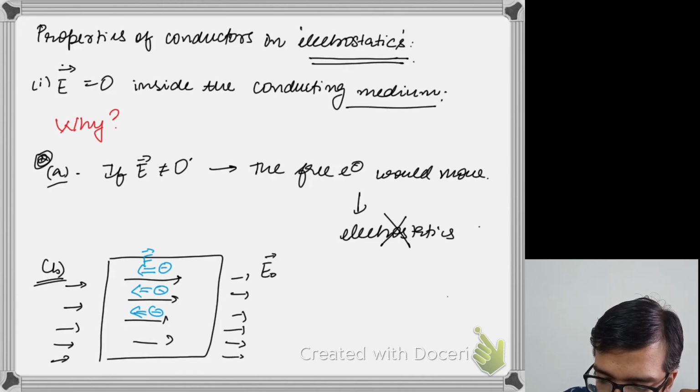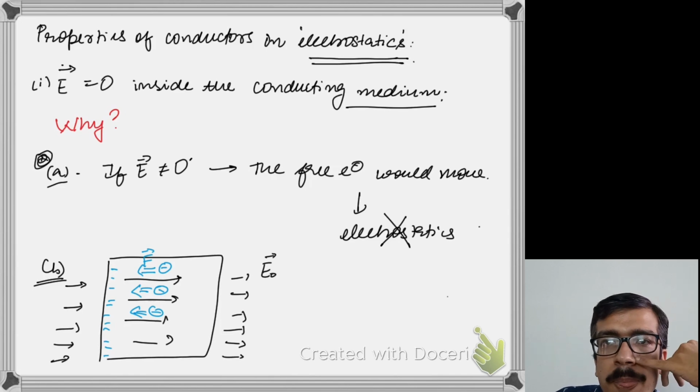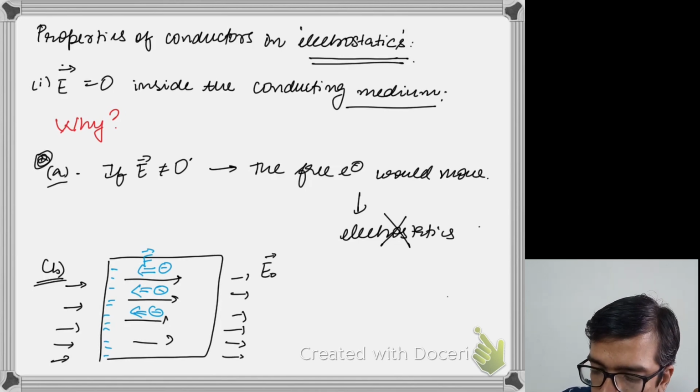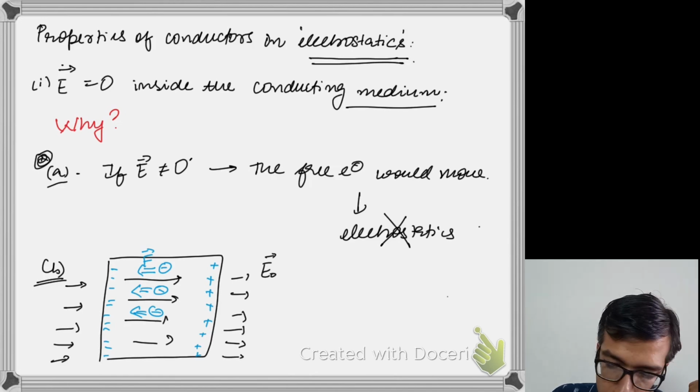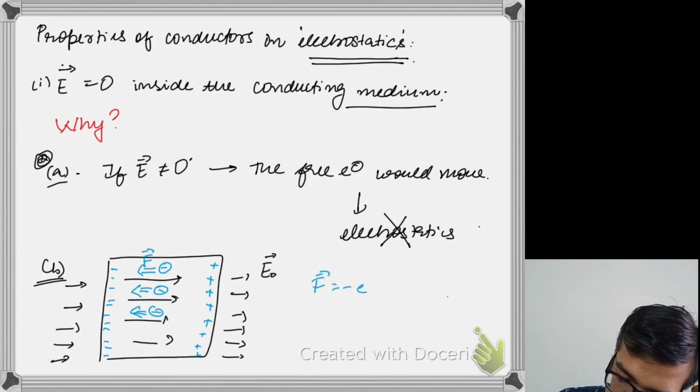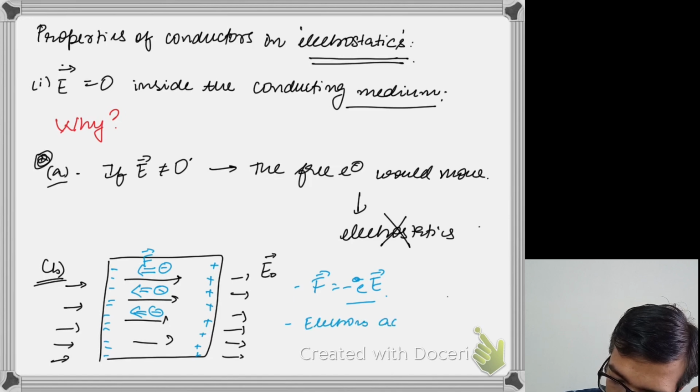So the electrons in the medium will start accumulating on the left side of this conducting medium, right? This is assuming that the electric field is from left to right, so they'll start accumulating in the opposite direction, and in the process they leave positively charged ions on the right surface. Okay, so essentially the force experienced is minus e times the electric field. Minus e is the charge, which is opposite to the electric field. So the electrons accumulate on the left surface, which is now negatively charged, leaving a positively charged right surface.